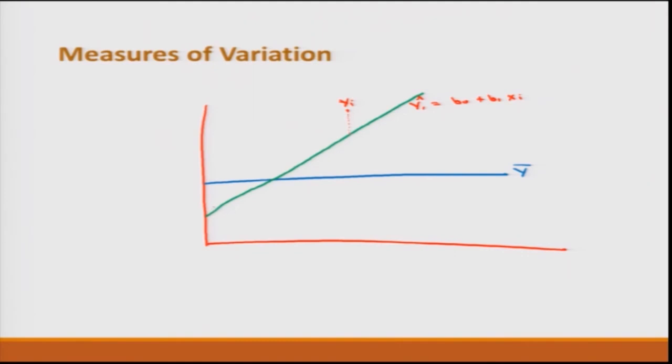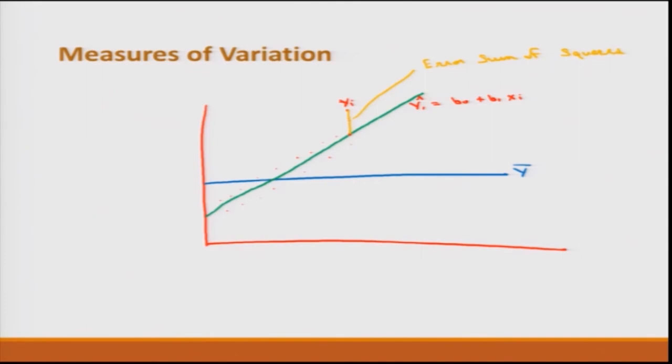Ideally, all these observed points should be very close to the model. The closer the points are to the model, the lesser the error values. That is, the model is explaining the data very well. If these values are large, that means the error is large. So this is actually the error. This y i distance from this model line is the error. This is the error sum of squares.